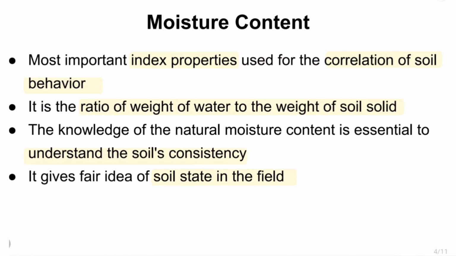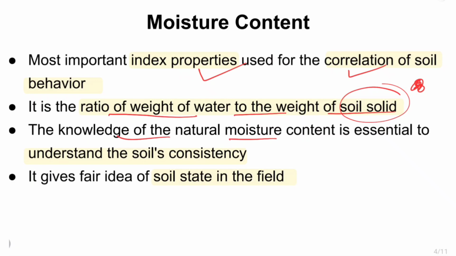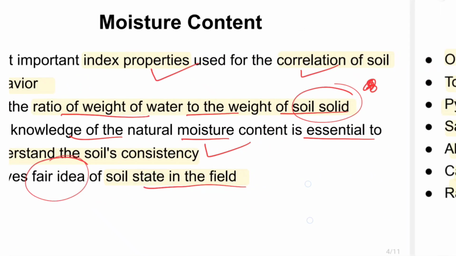Moisture content is an index property which is used to correlate soil behavior, and basically it is the ratio of weight of water to the weight of soil solids, meaning the dry form of the soil. The natural moisture content is very essential to understand soil behavior and soil consistency. It gives a fair idea about the state of soil in the field. Okay, this is regarding the moisture content.